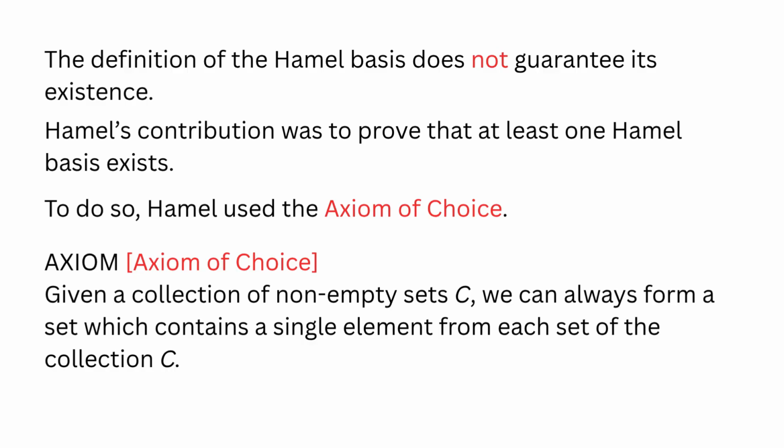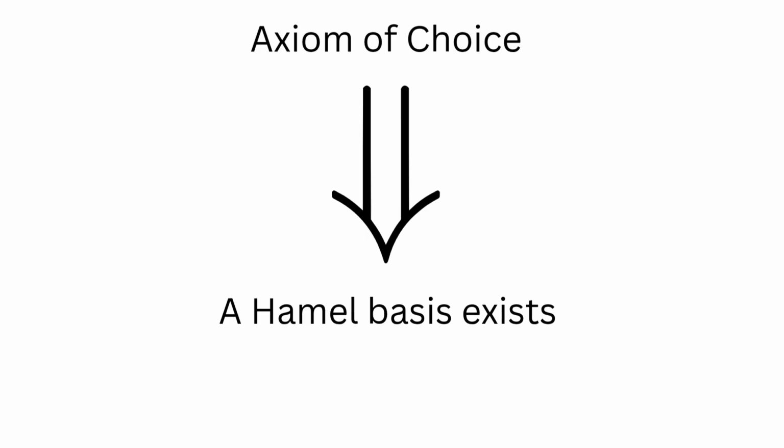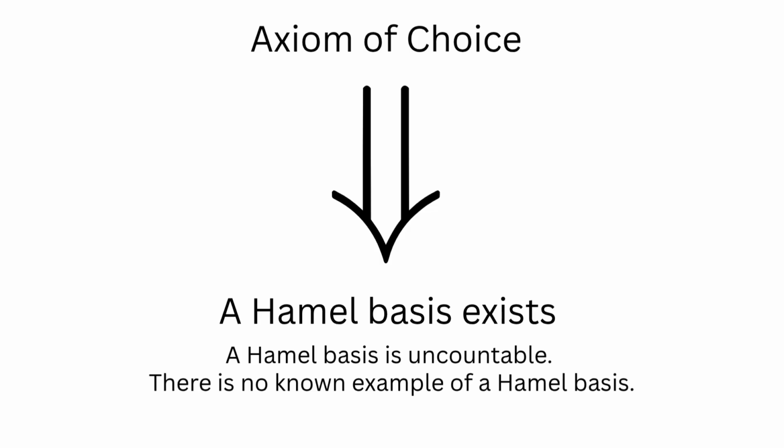The axiom of choice appears quite natural. However, it leads to certain results that some mathematicians consider paradoxical, and hence, they have argued that it should be dropped from mathematics. Despite this objection, most mathematicians accept it. Once the axiom of choice is accepted, a Hamel basis exists. For topological reasons, the Hamel basis must necessarily be uncountable. Unfortunately, there is no known explicit example of a Hamel basis.